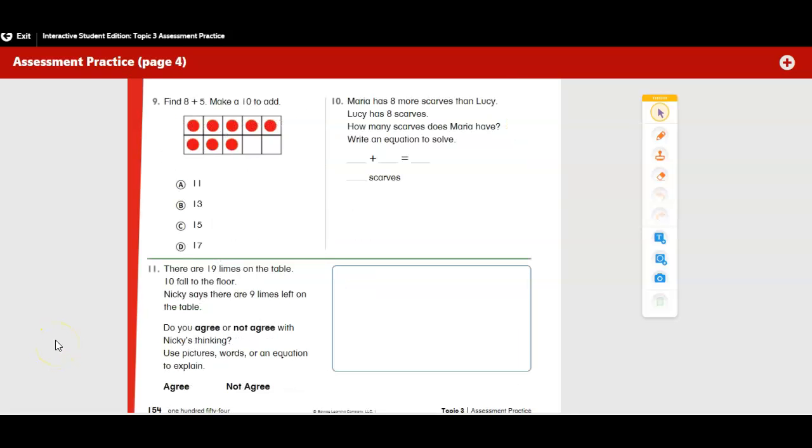And our last page, we are almost done, you guys. Number 9 says find 8 plus 5. Make a 10 to add.